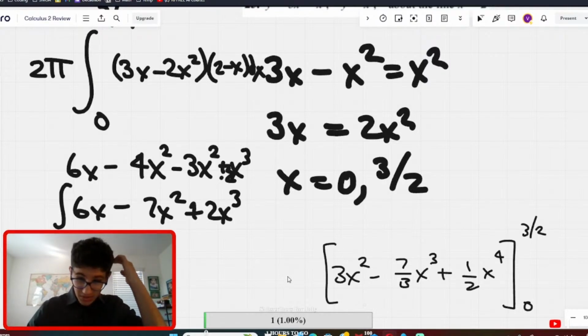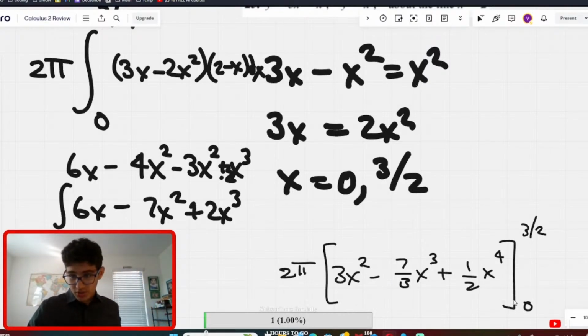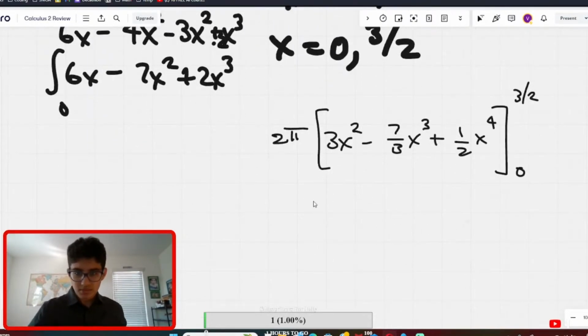Yeah, this is a bit irritating. And then you put a 2 pi over there. So with 0, luckily it'll all be 0. But basically we just plug in 3 halves over here, which is a bit messy, but not that messy. We can do it. So let's plug it in.